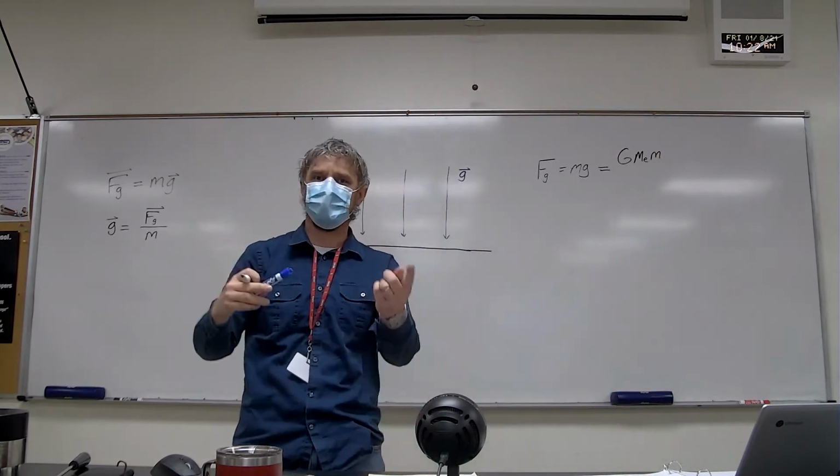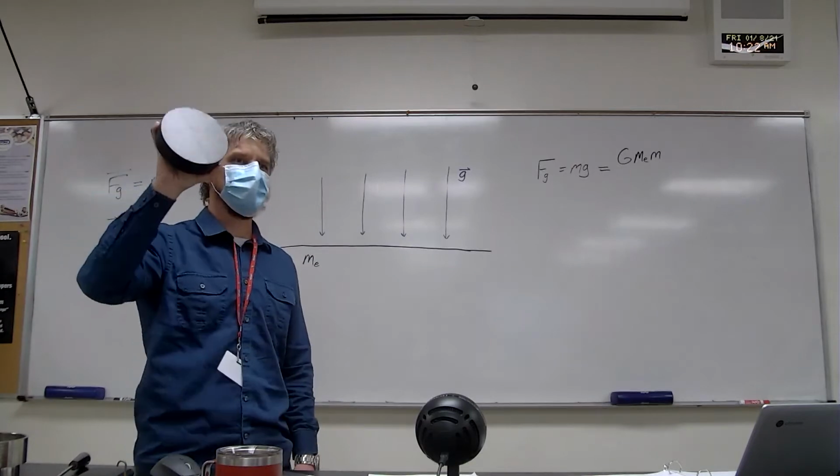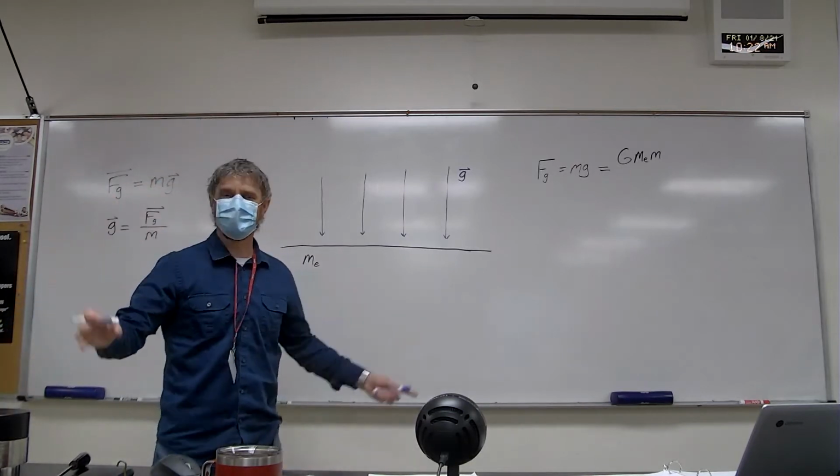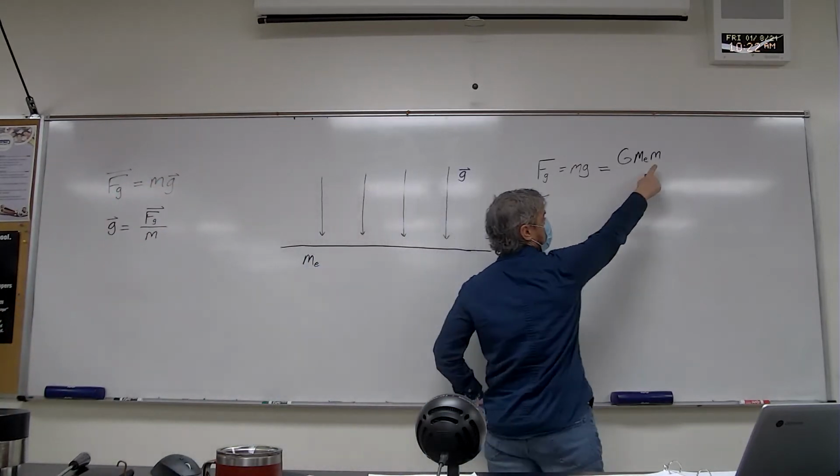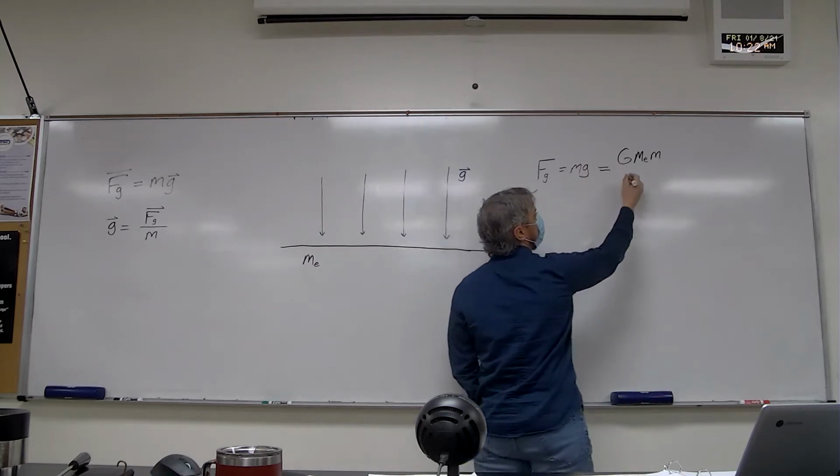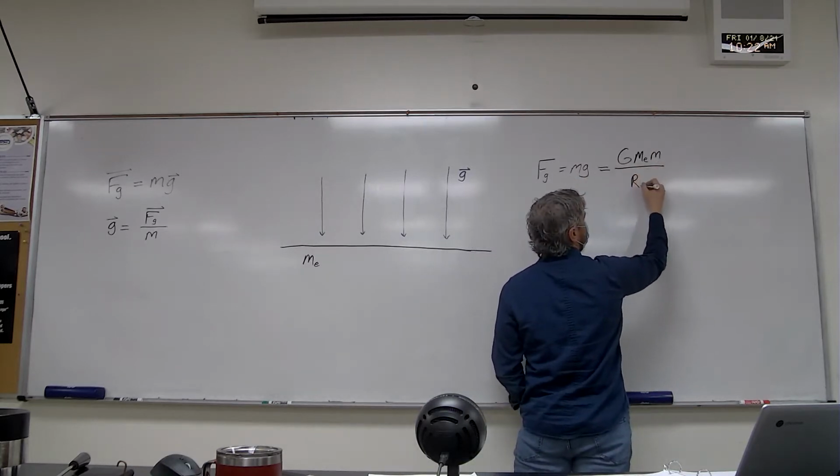It could be a marker, could be Logan, could be this regulation size hockey puck. It could be any object that we put within the field. That's what this mass is. That's what that mass is. Divided by, in this case, the radius of the Earth squared.